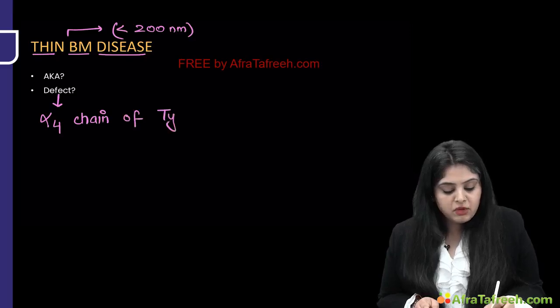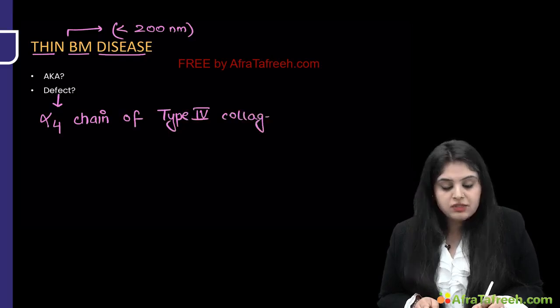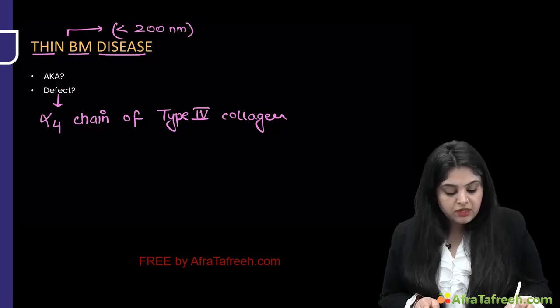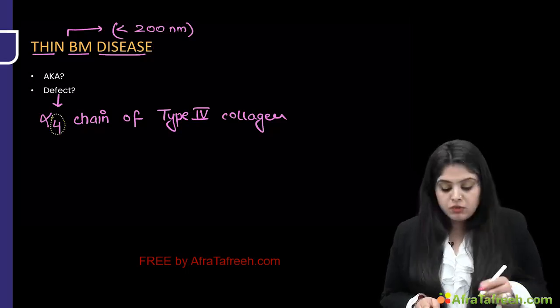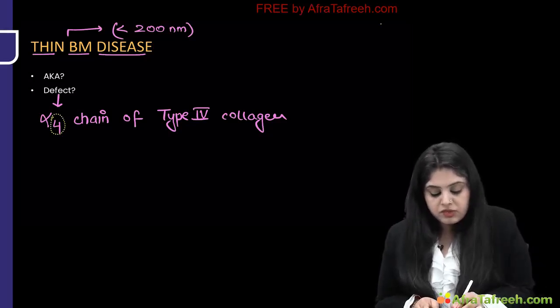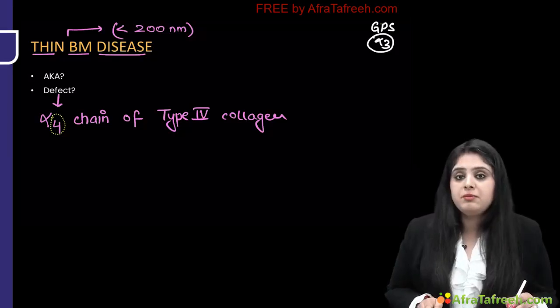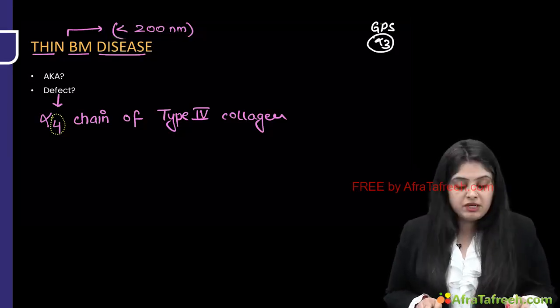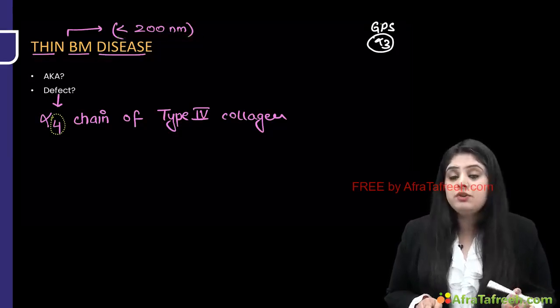See, basement membrane collagen is going to remain the same. It is only the chain that is going to change all the time. So can you all recall for me, what was the chain that you had in Goodpasture syndrome? The chain in GPS was the alpha 3 chain. It was the alpha 3 chain. Now in thin basement membrane disease, it's the alpha 4 chain. That is why the basement membrane has become super thin, less than 200 nanometers.